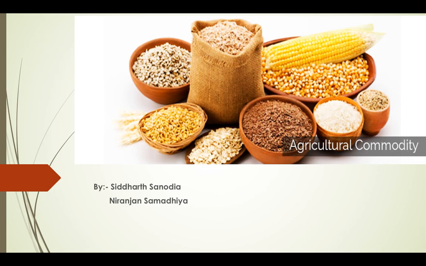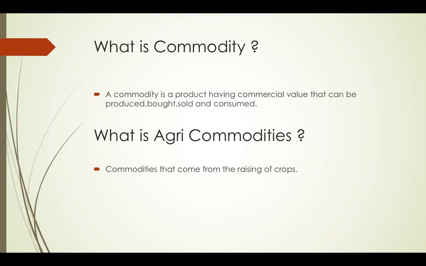Before moving further, let's see what a commodity is. A commodity is a product having commercial value that can be produced, bought, sold, and consumed. Now comes a question: what is an agriculture commodity? Commodities that come from the raising of crops are called agriculture commodities.